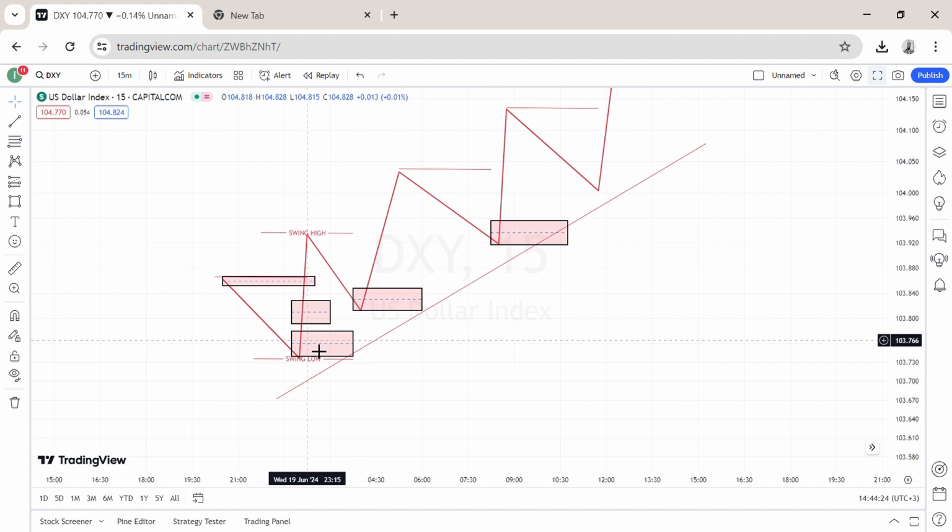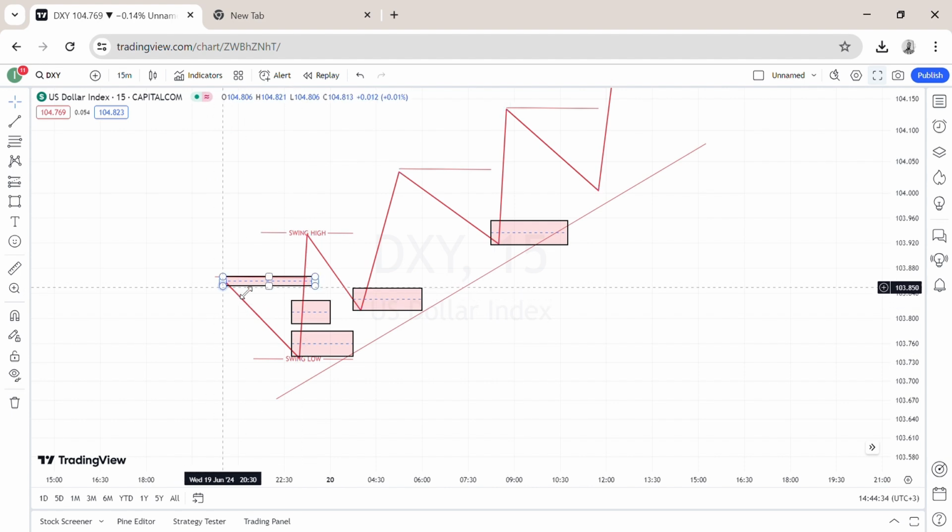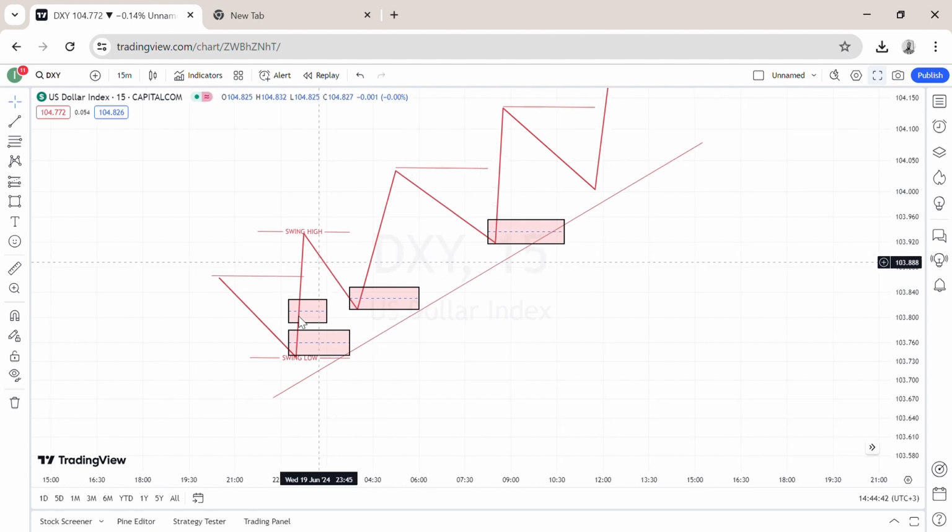I know what you think. It's at the discount. Yes, right. So you would consider the price to come to the discount. If in this case the mitigation block or the breaker block is in premium, you ignore it. Okay, you ignore that. Now focus on what is there at the discount.